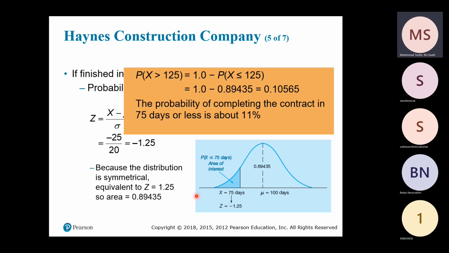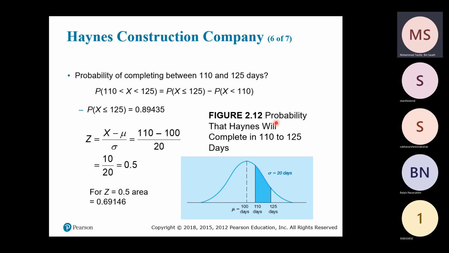To calculate the value here at the back, because you already have the value for the area here, you just have to deduct 1 minus the area here, then you will get the area at the back. So the chance for the contractor to complete the construction within 75 days is only 10.565%, less than 11%. So it's very unlikely that the contractor can complete the job within 75 days. All right, then another one.